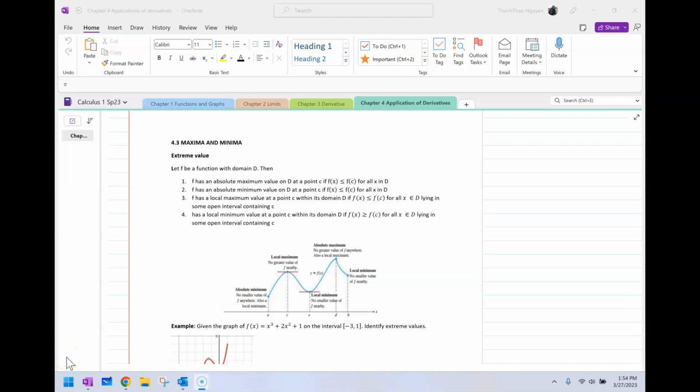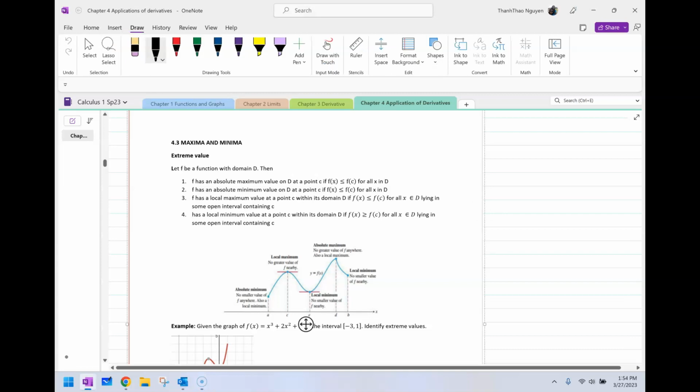Maxima and minima. Let's talk about the extreme value. Let f be a function with domain D. Then f has an absolute maximum value on D at the point c if f of x is less than or equal to f of c for all x in D.